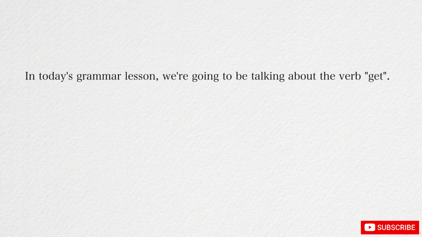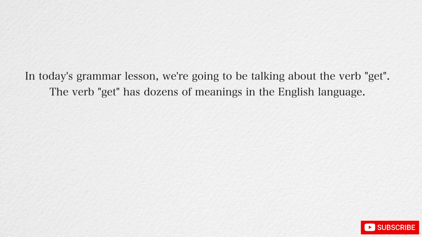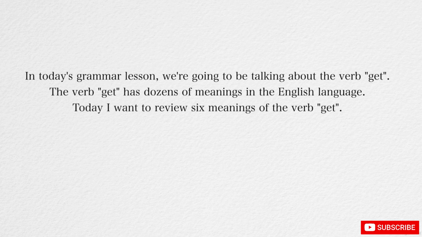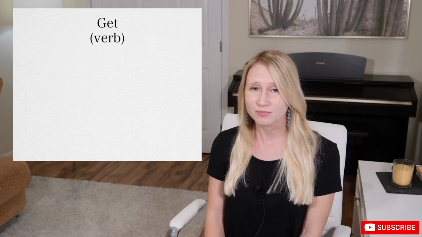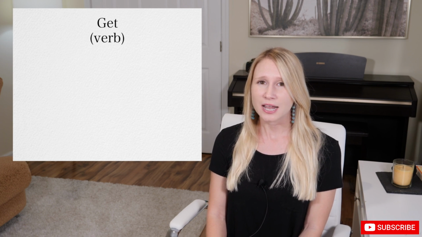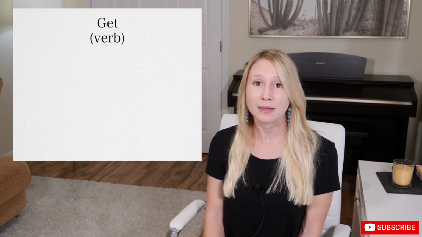In today's grammar lesson, we're going to be talking about the verb get. The verb get has dozens of meanings in the English language. Today I want to review 6 meanings of the verb get. In our conversation, Tyler and I used it when talking about getting married. According to the U.S. Census Bureau, the median age of men who get married is 29.